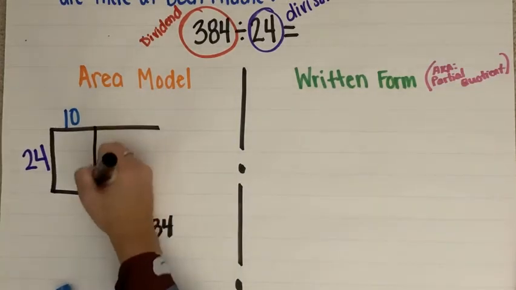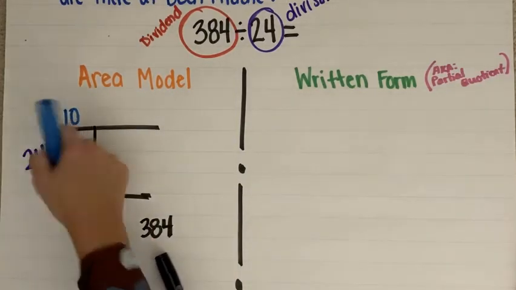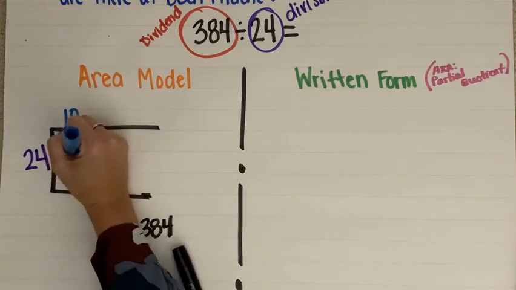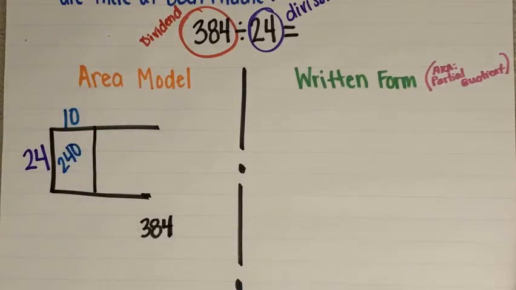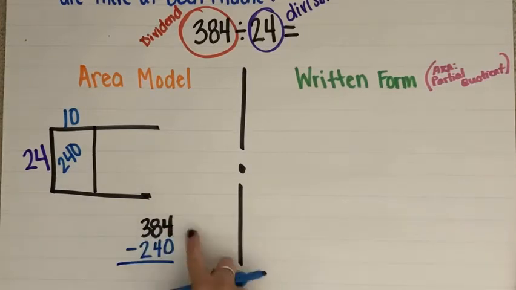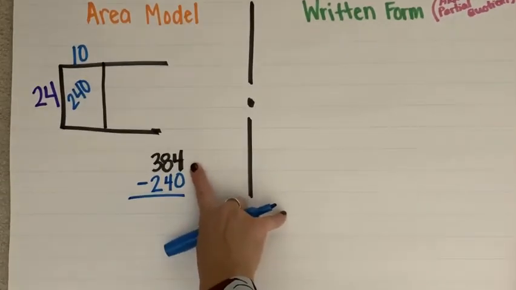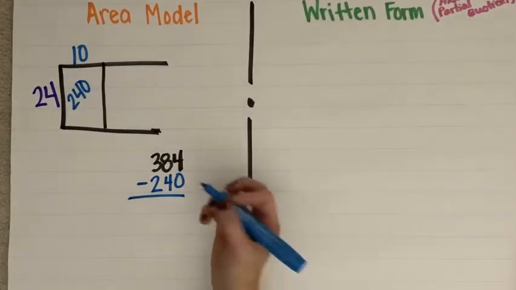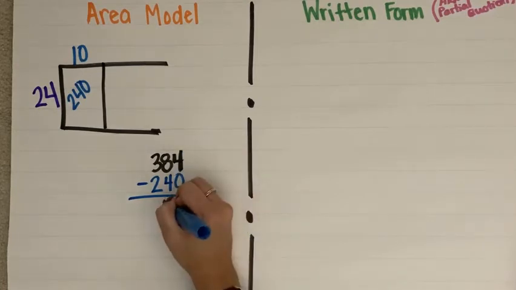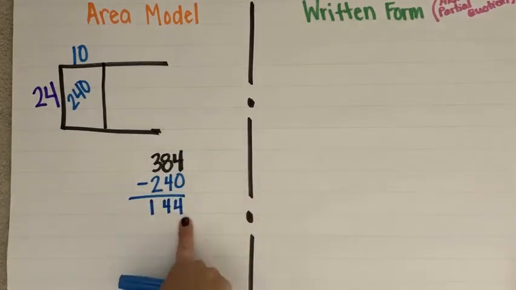So I'm going to draw my line, and I know 24 times 10 is 240. I'm going to subtract 240 away from my total. I'm going to slide this up just a little bit. Away from my total, and I'm going to get 4, 4, and 1. Now I'm left with 144.